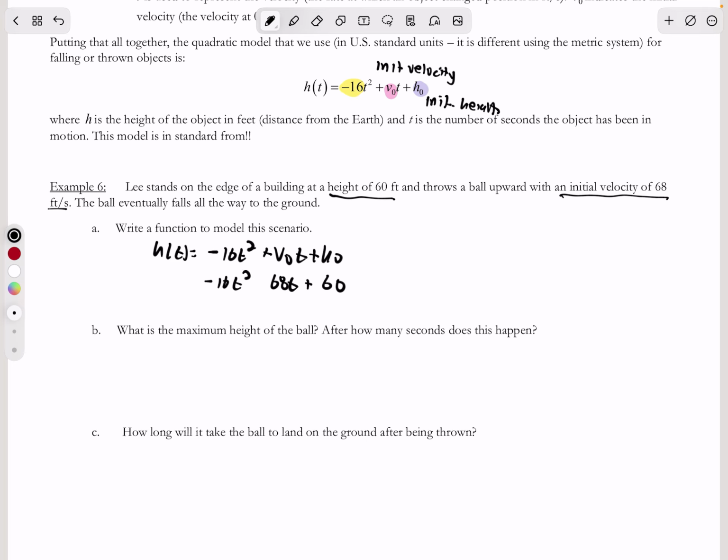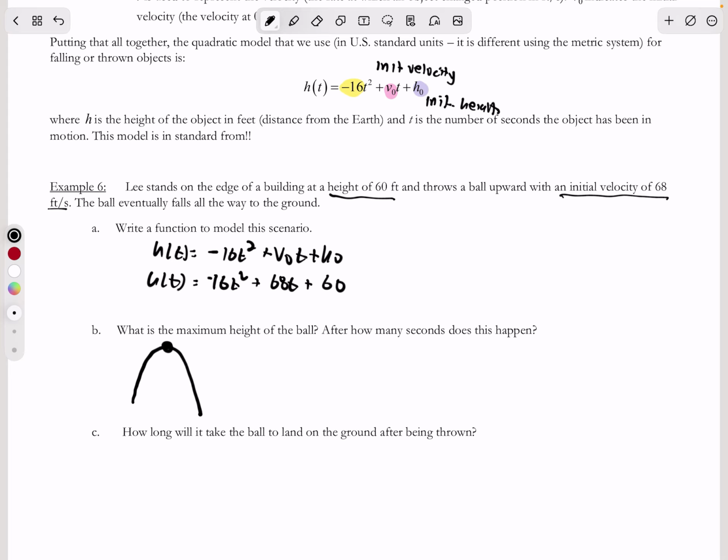And there we go. This is my height equation specific to this situation that's being described in the problem. All right, so there you go. Part A done. What is the maximum height of the ball? Well, it's a downwards opening parabola. Here is basically the flight of the ball. I want to know what's the maximum height.